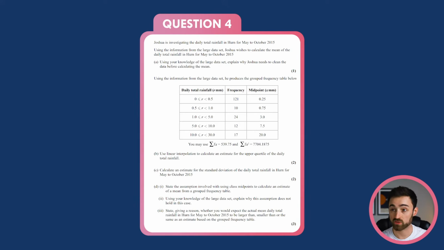Question 4. Joshua is investigating the daily total rainfall in Herne. Oh, I'm feeling some large data set here. For May to October 2015. Using the information from the large data set, Joshua wishes to calculate the mean of the daily total rainfall in Herne from May to October 2015. Using your knowledge of the large data set, explain why Joshua needs to clean the data before calculating the mean.